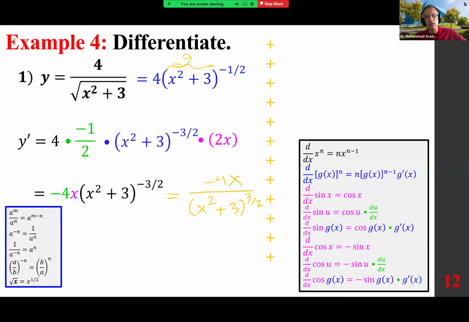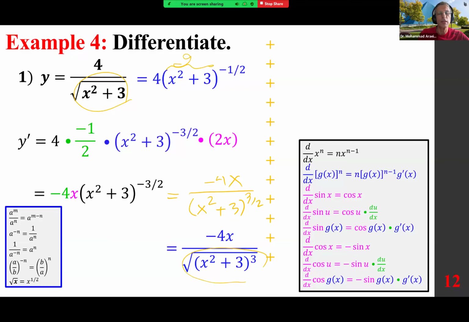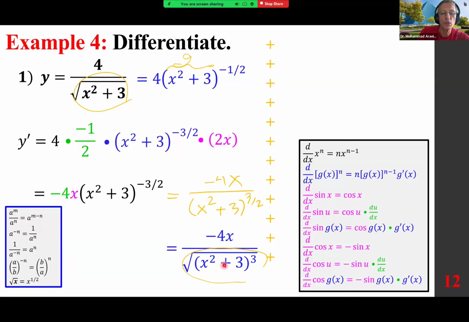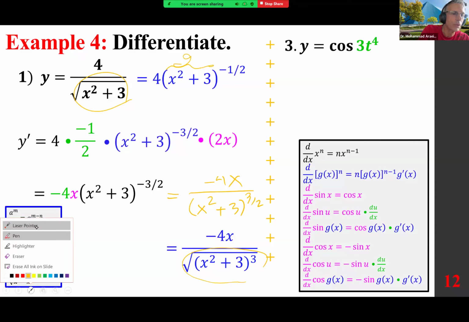And we rewrite it in the same format that we found it here. That's why I'm going to change that. But if you don't change it, it's not that big of a deal. But it's better to change it to the following format. And y prime, therefore, is minus 4x over the square root of x squared plus 3 to the power of 3.